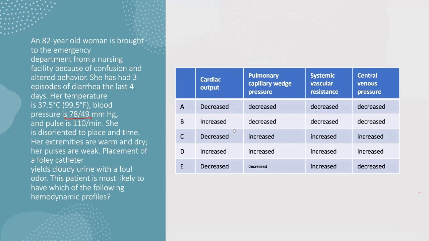So we know that in this case, your SVR should be low, right? Your SVR should be low. Your cardiac output will be high because, again, I've already explained this, and your wedge pressure can be decreased or normal, right? And your CVP will be decreased, because you're highly vasodilated. If you don't have any tone in your vessels, obviously your CVP will be low.